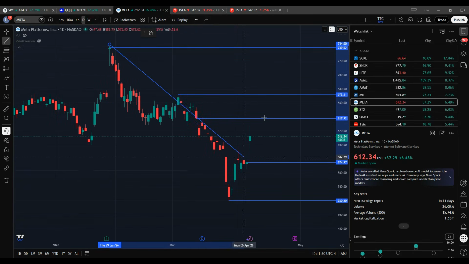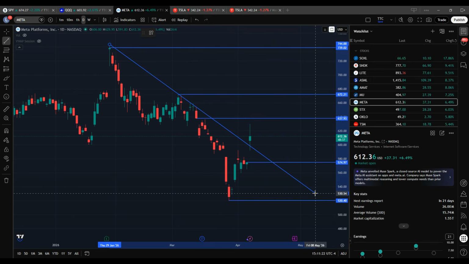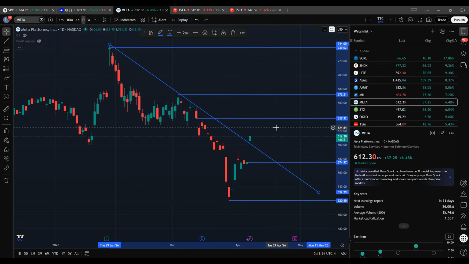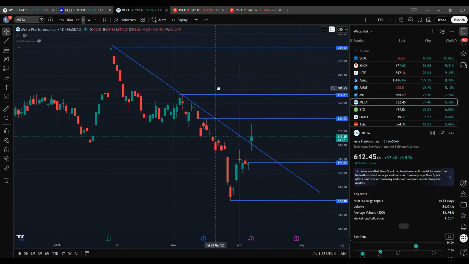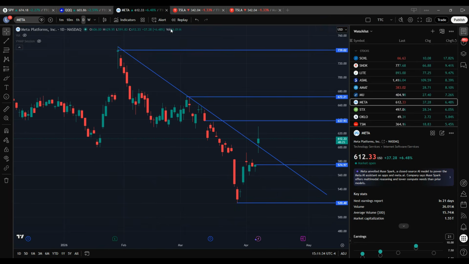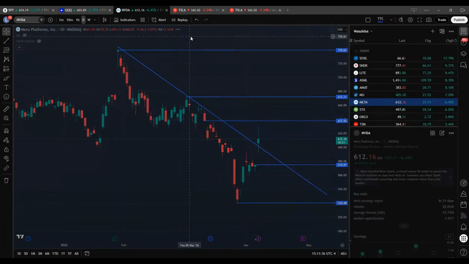Meta today absolutely crushed this nice downsloping trend line. Nice push up, kind of retrace, and then pushing up, looking to close above. We want to see confirmation, and then look for that move higher. And the last one is Nvidia.